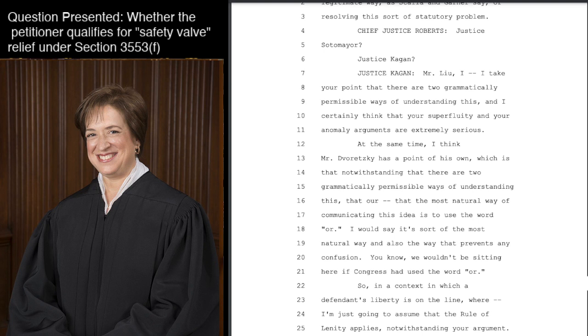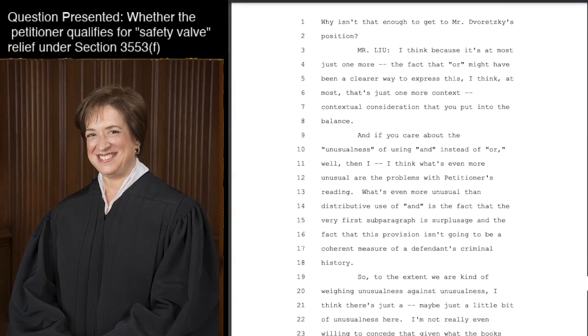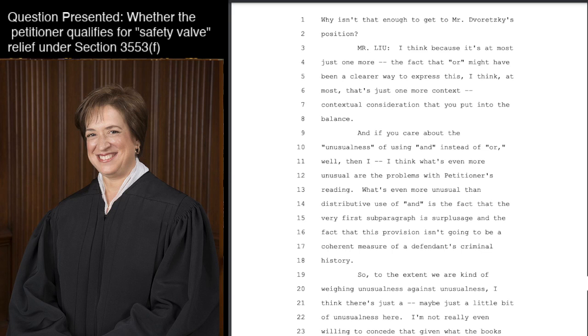So in a context in which a defendant's liberty is on the line, where I'm just going to assume that the rule of lenity applies, notwithstanding your argument, why isn't that enough to get to Mr. Dvoretsky's position? I think because it's at most just one more. The fact that or might have been a clearer way to express this, I think at most that's just one more contextual consideration that you put into the balance.